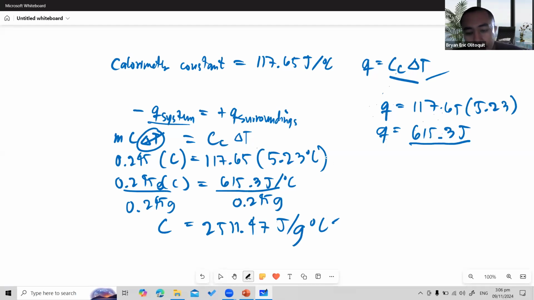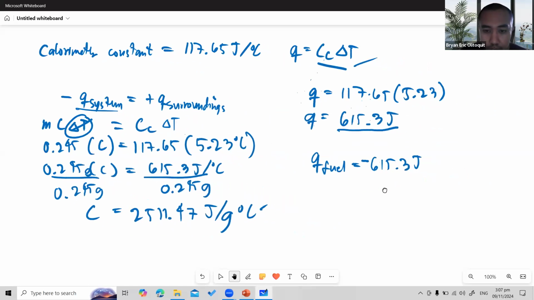So we can say that the heat of, let's say, the fuel is also equivalent to 615.3 joules. So it is released. So since it is released, it should be negative. Negative yung value niya. 615.3 is the energy extracted from the fuel. So it's the same as this, it's just negative because it was released.